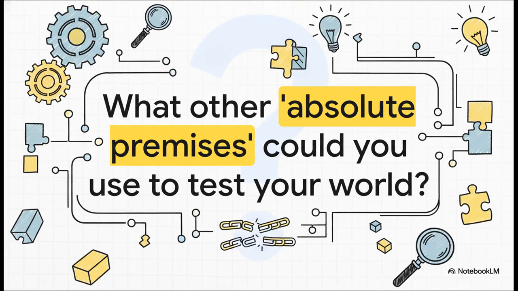And that leaves us with one last thought to take away. We used output cannot exceed input. But what other truly absolute premises can you think of? What other foundational rules could you break down into modules to start testing the world around you? Definitely something to think about.